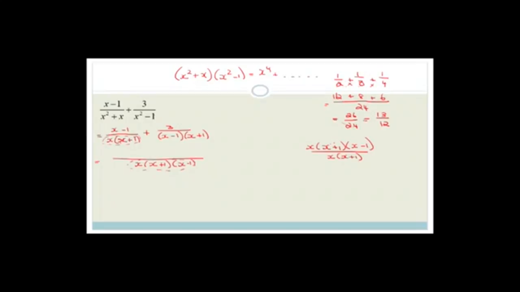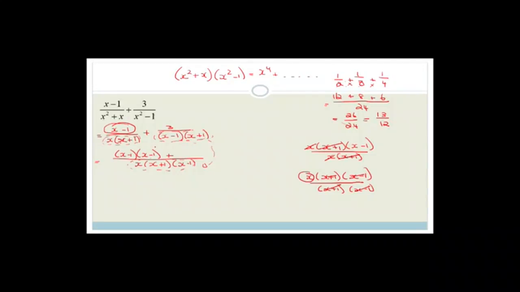And what can we do? We can cancel this with this and that with that. And what are we left with? We're left with this bracket here, which is x minus 1, multiplied by the numerator, x minus 1, plus. Okay, now we're going to do exactly the same thing. We're going to divide this denominator into the big one. Okay, so we're going to go x plus 1, x minus 1, all divided by this dude here, which is x plus 1, x minus 1. So that cancels with that, and that cancels with that, and you're left with x.